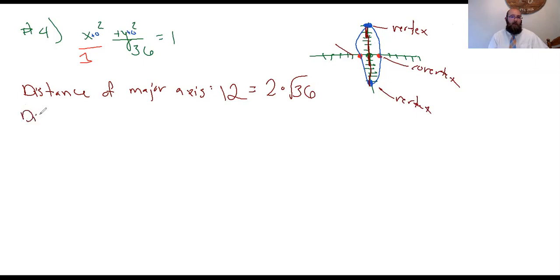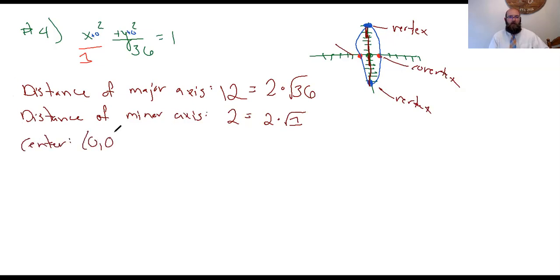Then we have the distance of the minor axis. The distance of the minor axis is going to be, in this case, 2, but that comes from 2 times the square root of my smallest denominator. All right, cool. We've come a long way, right? We know a lot. I also should write down here my center. It's just good to write it, right? 0, 0. Again, because it was just an x and just a y on the numerators, nothing else thrown in.